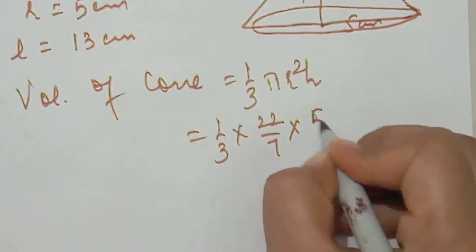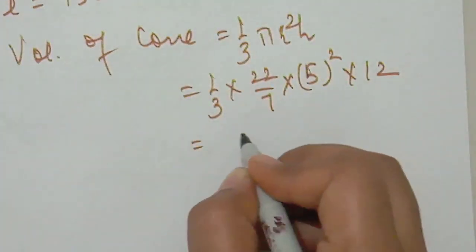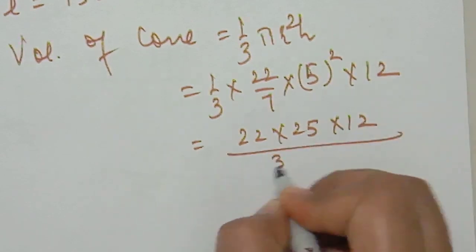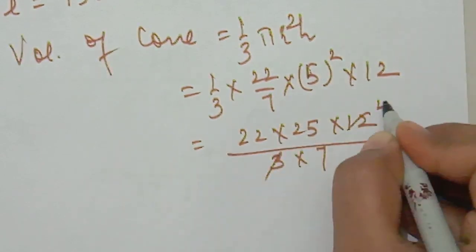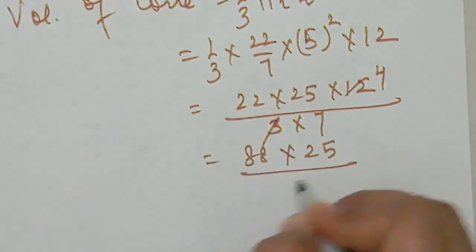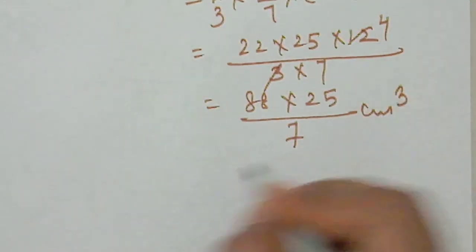R is 5 and h is 12. Now we will solve it. 22/7 into 12/3 into 7, then it is 4, and then it is 88/7 times 25. Now we will solve it in centimeter cube.